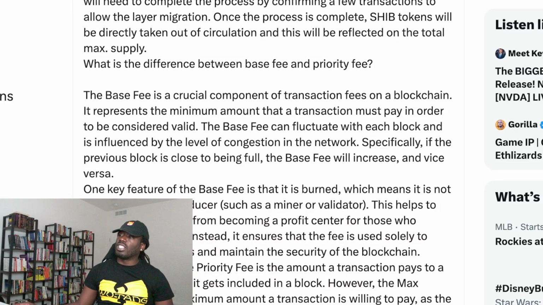So the base fee is a crucial component of transaction fees on the blockchain. It represents the minimum amount that a transaction must pay in order to be considered valid. The base fee can fluctuate with each block and is influenced by the level of congestion in the network. Specifically, if the previous block is close to being full, the base fee will increase, and vice versa.